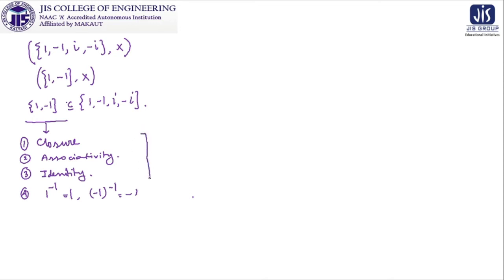So we are able to show that all these properties are true for this particular set, which is nothing but the claim that we can make this a subgroup of the previous given group. Clear?